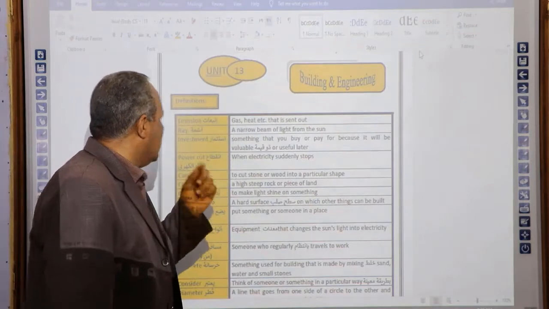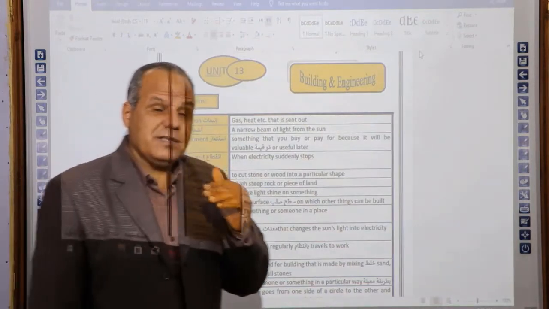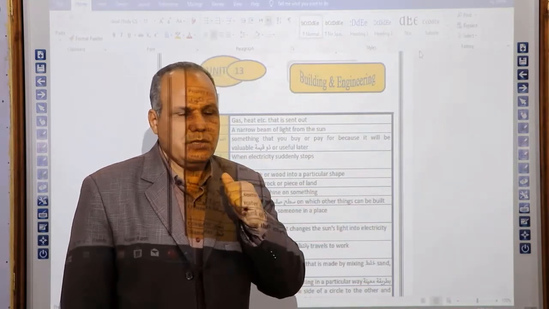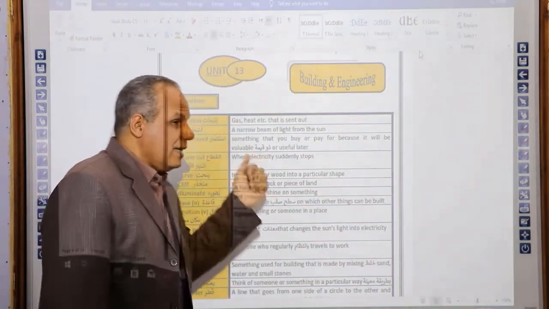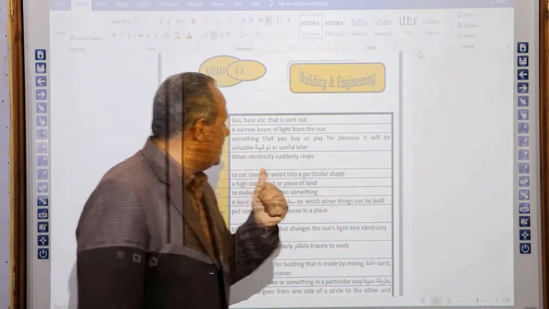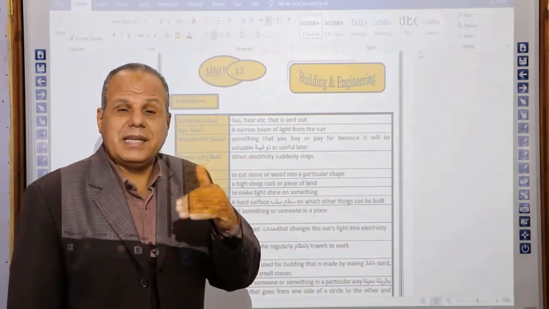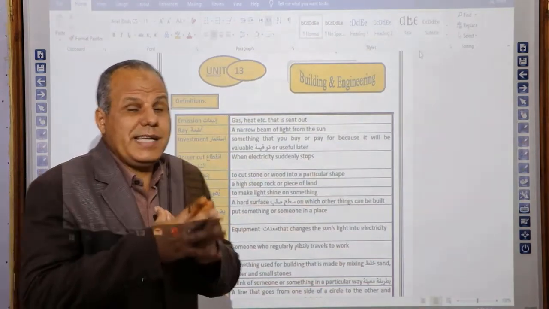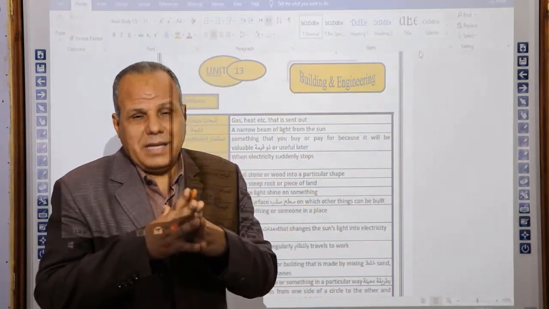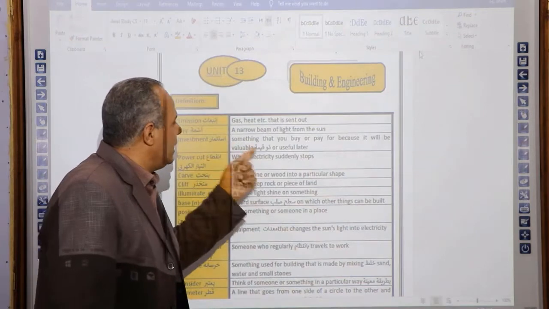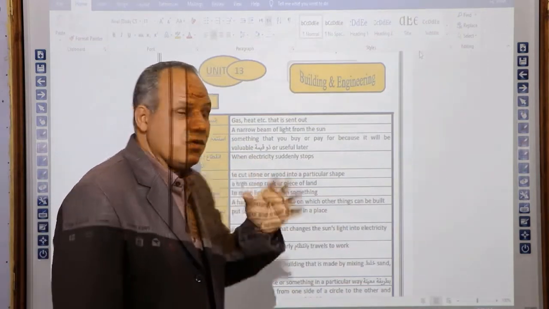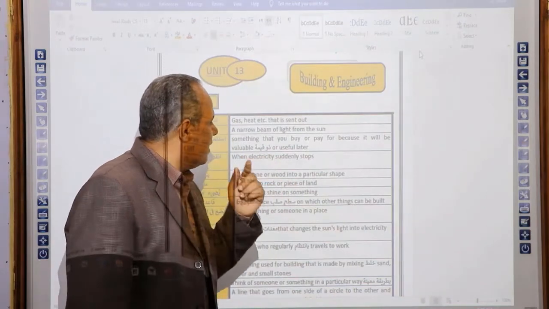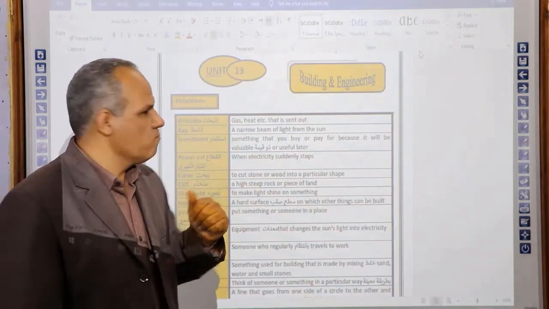Number one, emission. Emission that means in Arabic انبعاث زي عوادم السيارات. Gas, heat, etc. that is sent out. Number two, rays. Rays that means in Arabic أشعة. A narrow beam of light from the sun.